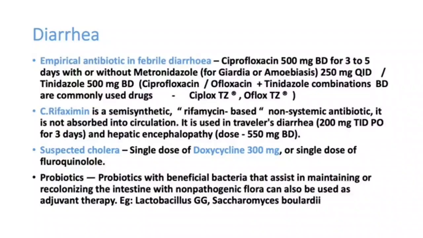If we are suspecting cholera, if the patient is having profuse diarrhea, rice water stools, then we can go for doxycycline 300 milligram single dose. Probiotics also can be given in patients who are having diarrhea because they help in maintaining the normal bacterial equilibrium of the stomach. So probiotics can be given in patients who are having diarrhea.